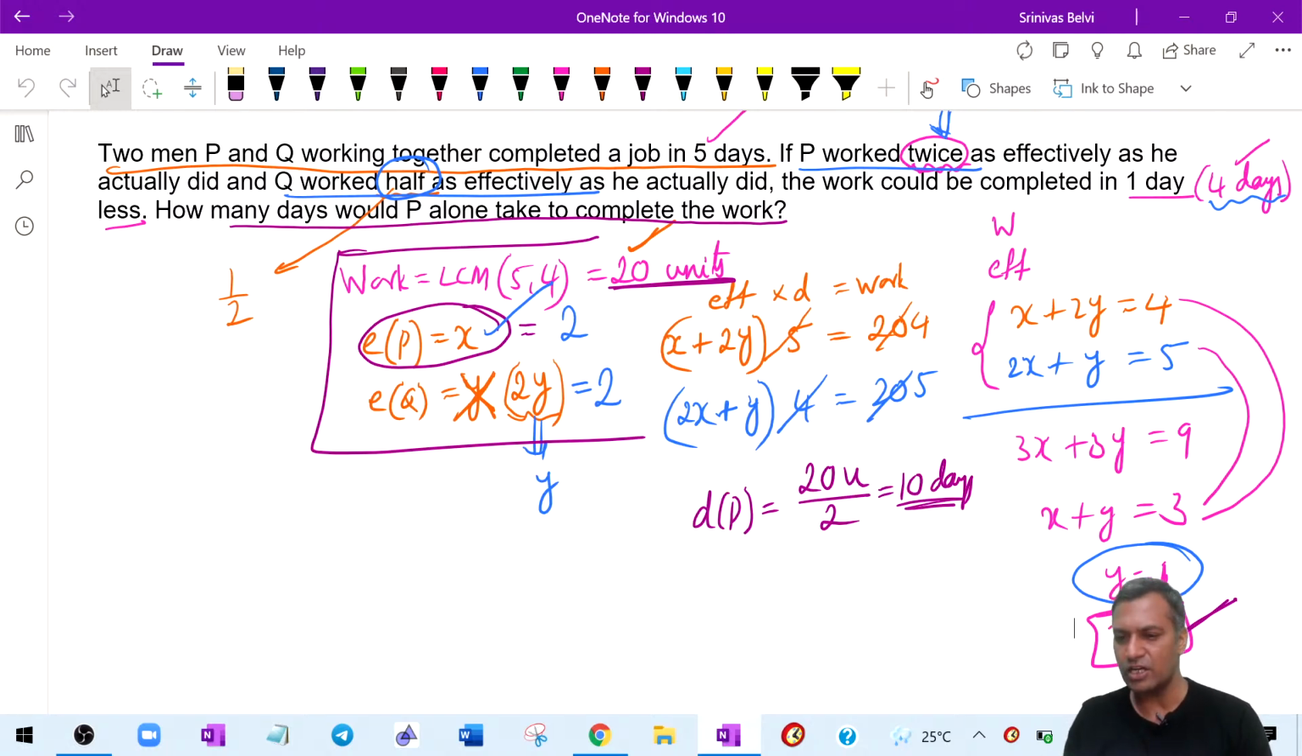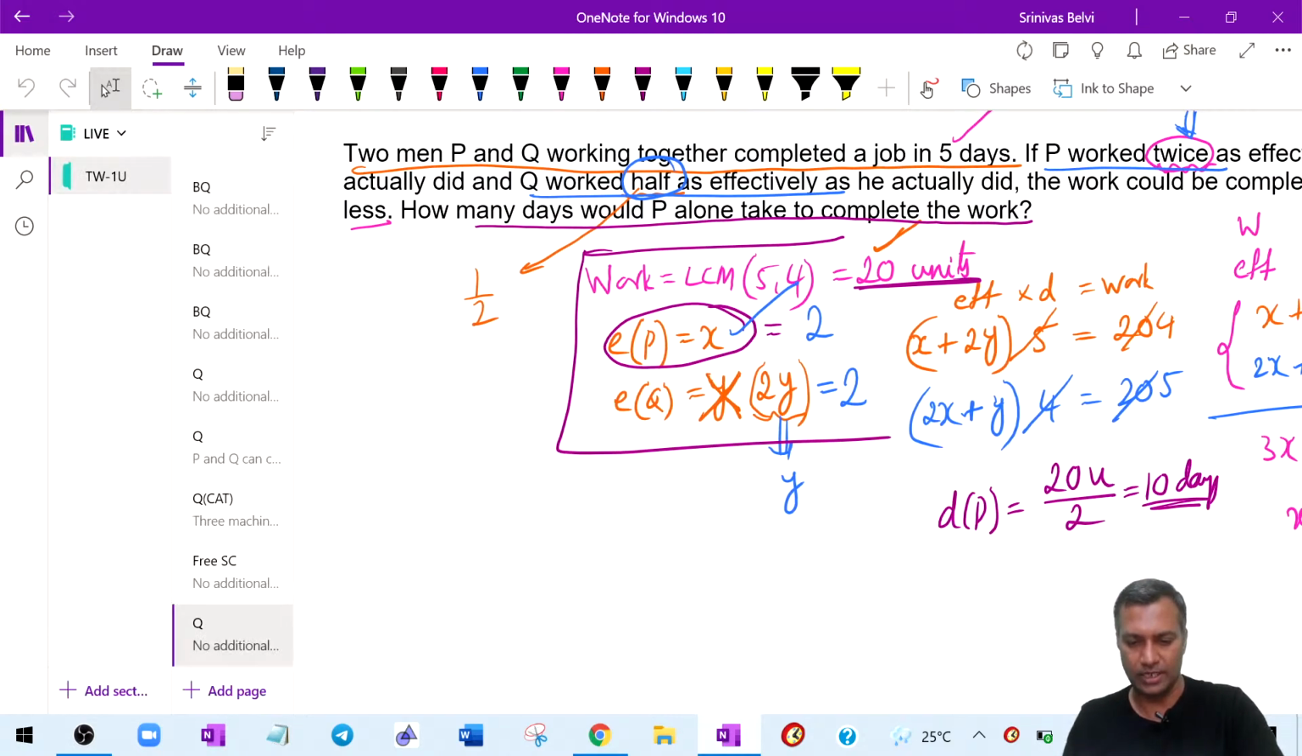It worked here because both their efficiencies were the same. You change their efficiencies, it may not work. It may not work. All right, good.